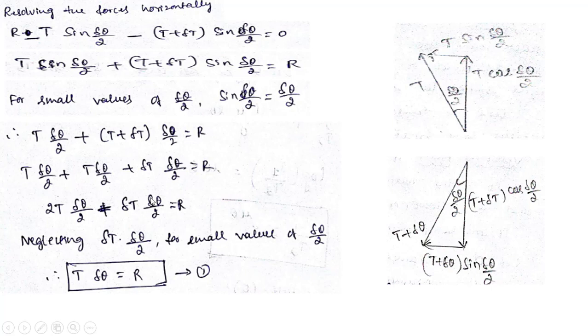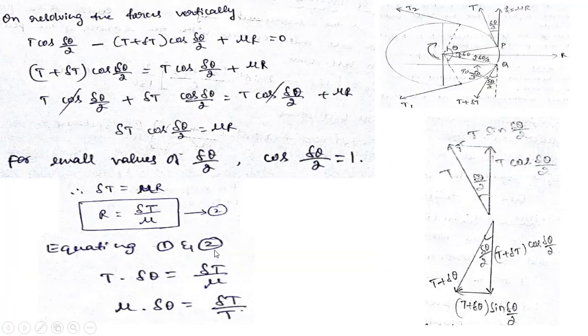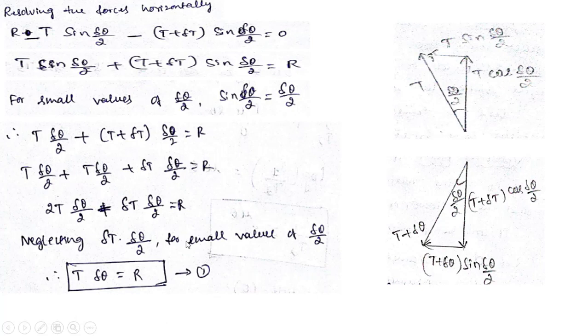Since we have taken this as a very small value, when you take it as a small value, the product will be neglected because we will get a very small value there. For the small values of delta theta by 2 we will neglect this product. Then we will be left with this 2 and this 2 getting cancelled, and we will be left with T delta theta is equal to R, and we will call this equation number 1.